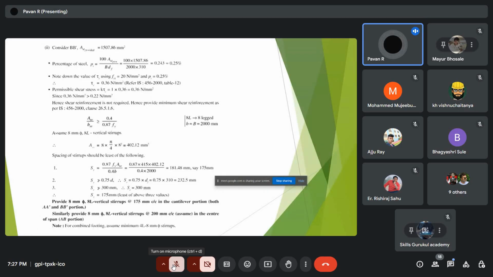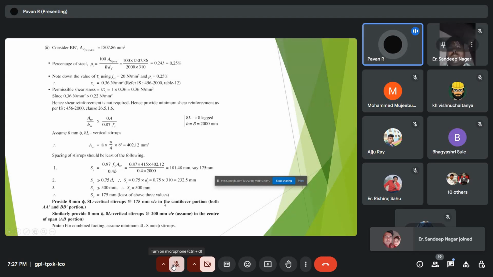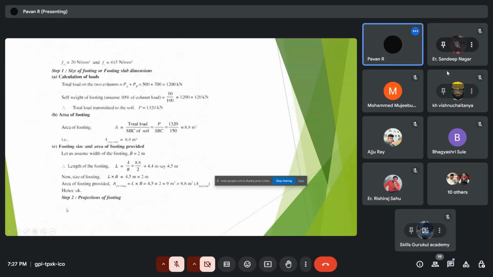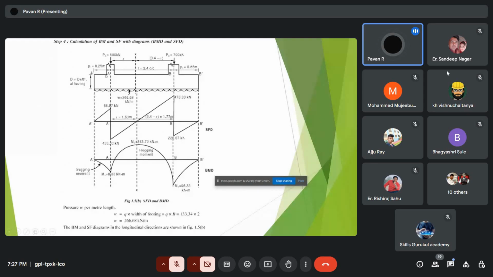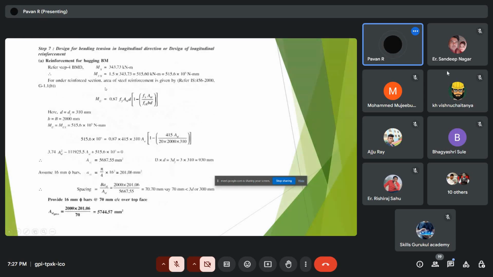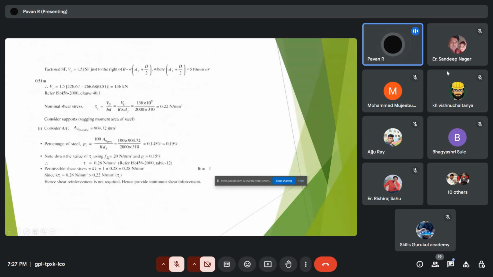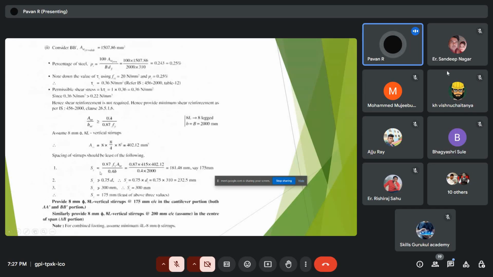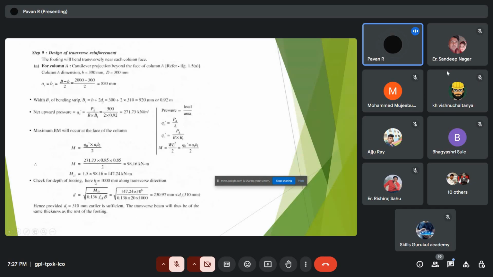For the spacing of the shear reinforcement, we should provide 8 mm dia 8-legged vertical shear stirrups at 175 mm center to center in the cantilevered portion, both A to A dash and B to B dash, that is this one. We should provide the shear reinforcement at 175 mm center to center distance, and similarly you can provide it on the other side.